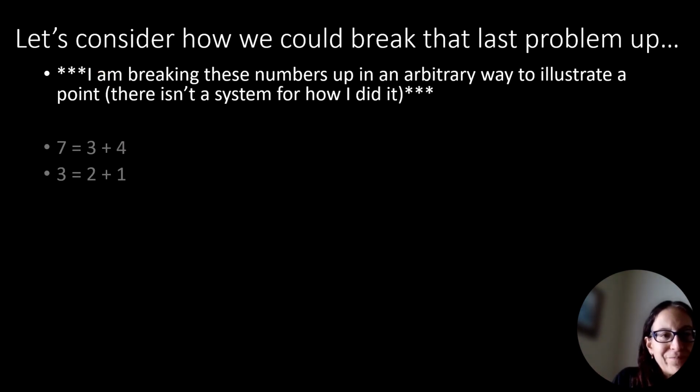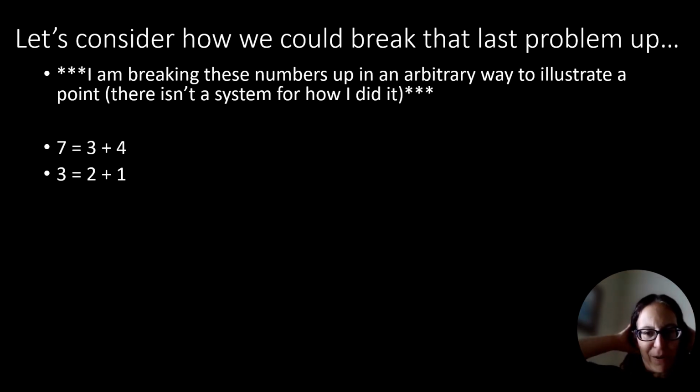So here's what I mean. 7, I could break up into 3 plus 4. And 3, I could break up into 2 plus 1. Now, 3 is a fairly small number, so we're kind of limited in how we could break it up. But with 7, if you're wondering why I picked 3 and 4 and not 6 plus 1 or 2 plus 5, I could have picked either of those. I just picked 3 and 4 because I want to show you something. If you'd like to watch this presentation and then redo the example with some different numbers, knock yourselves out. It actually is not a bad idea.